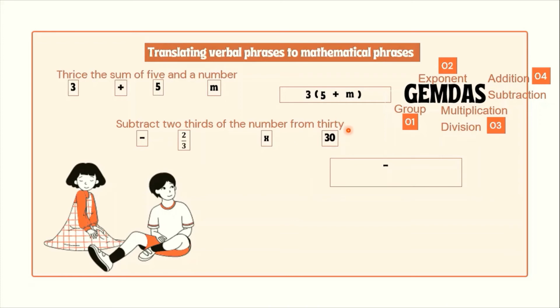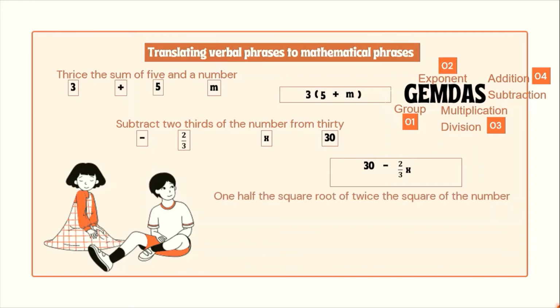So, si 30, hindi mo siya babawasan. Siya yung babawasan. So, siya yung nasa unahan dahil siya yung babawasan. And then, 2/3 of the number. It implies multiplication. Ito yung ating mathematical phrase for this verbal phrase. Following the rule for GEMDAS, kung ipe-perform natin ito, uunahin muna natin yung multiplication kasi multiplication and division ay pangatlo. Then after natin i-perform itong operation na ito, saka tayo pwedeng mag-subtract.